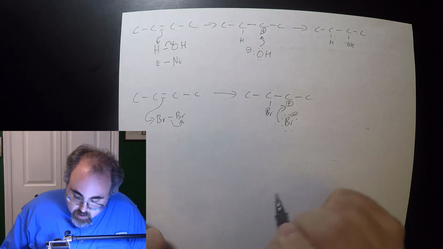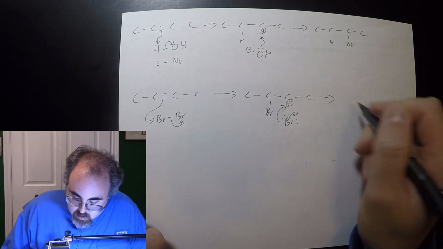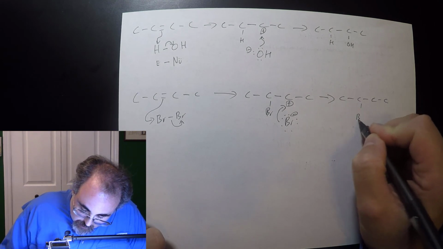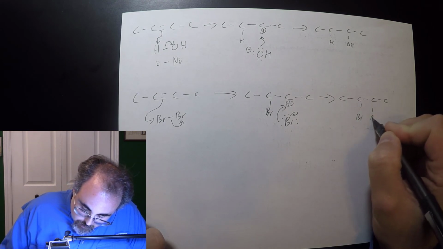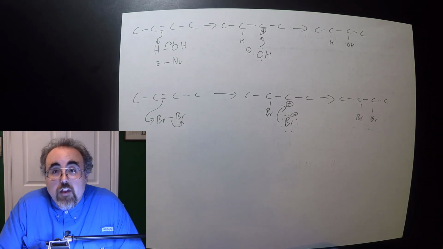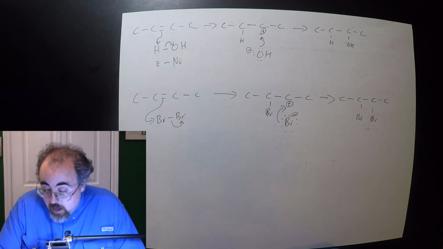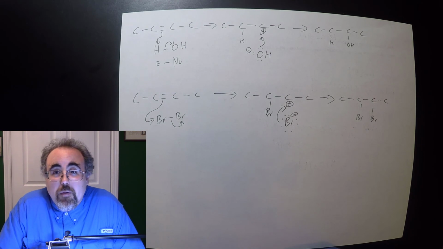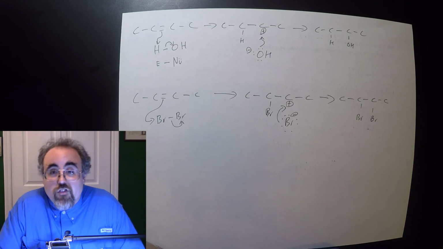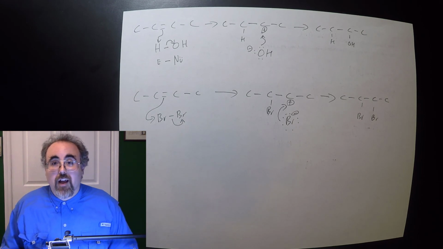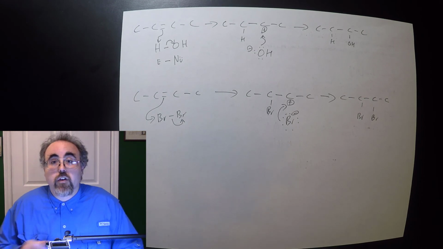One of those lone pairs is going to attack. And then I get bromines on my molecule. And thus I've brominated it. So yeah, that's addition reactions. This video is getting rather long, so I'm going to break this into a couple of parts. So that's addition reactions, and in later videos I will cover elimination and nucleophilic substitution.